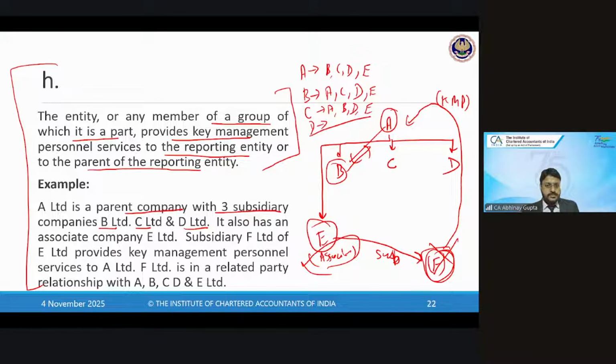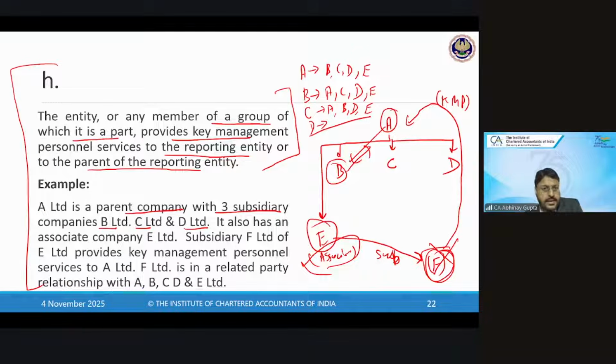Correct? At least we are on the same page until now. Now, the definition says a member of the key management personnel of the reporting entity, or a parent of the reporting entity. Only the parent of the reporting entity we studied, right? I'm having a little bit of confusion over there.